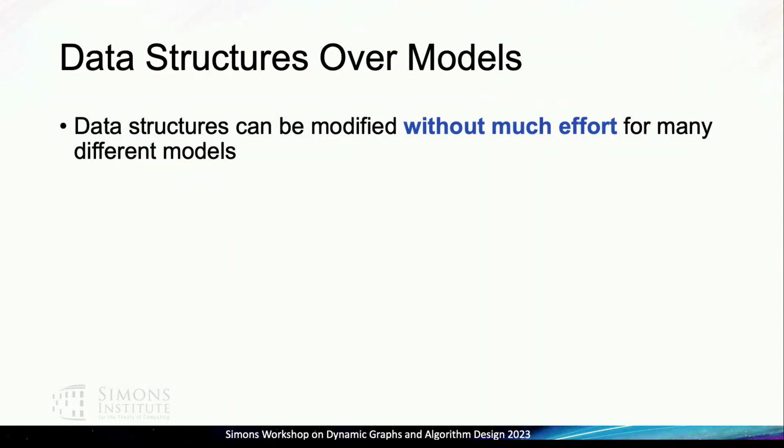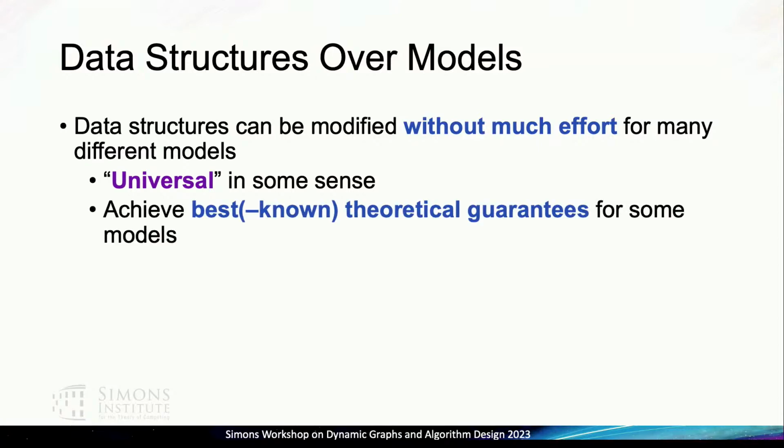Now, what do I mean by data structures that you can turn into ones that work in a variety of models? Specifically, I mean data structures that can be modified without much effort. Without much effort is of course debatable among people, but you can generally think of it this way: if you're reviewing a paper and you think the algorithm's improvements are incremental, that is a good thing in this case. So these algorithms are universal in some sense.